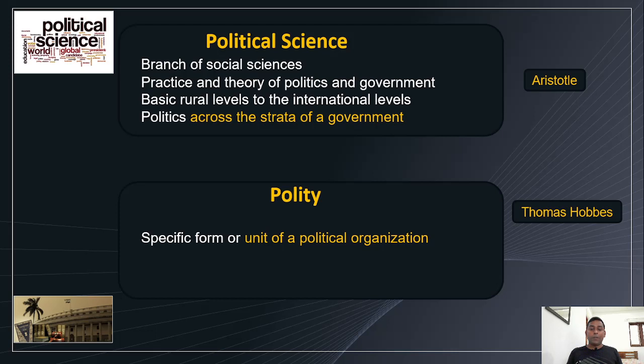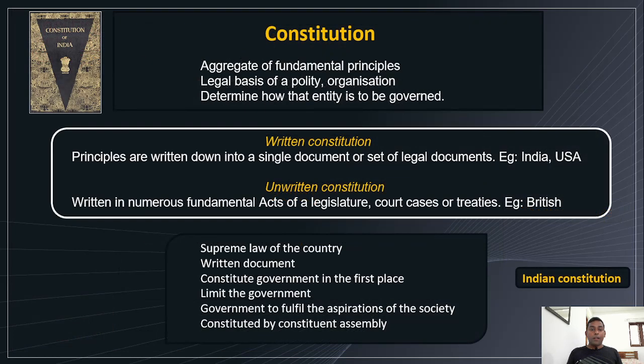Polity is a specific form or unit of political organization. So it deals with a particular entity, but political science deals with all the aspects of government and all its organs, each and everything, and it ranges from the local level to the international levels, right? Yes. Aristotle, the Greek philosopher, is the father of political science, and the term polity was coined by Thomas Hobbes in his article.